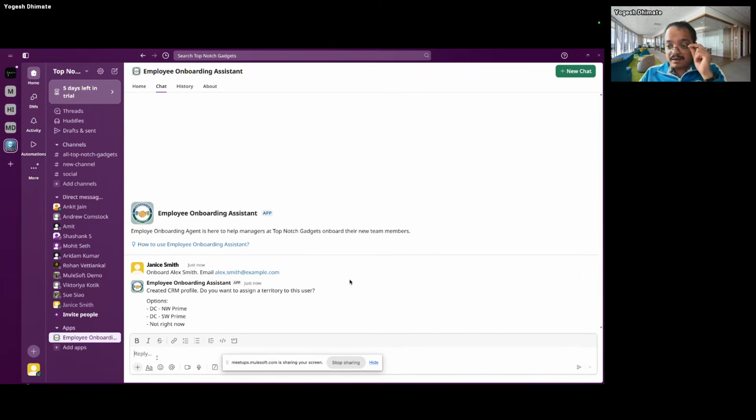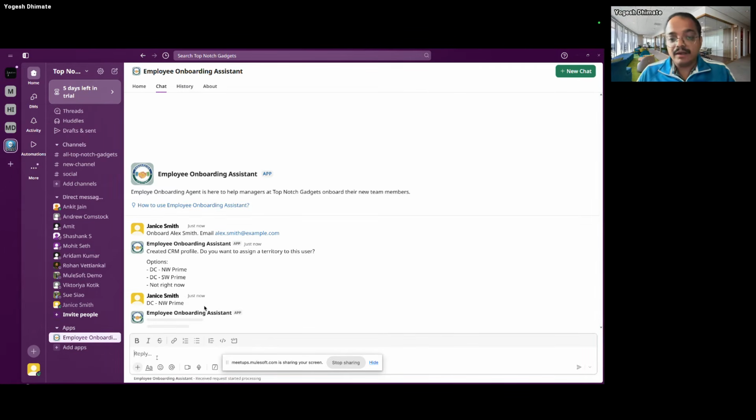There was another question I noticed, whether there is a human in the loop in this orchestration process, right? So the broker supports various interaction patterns, including human in the loop. So here, human in the loop is where it is asking for additional information, whether you want to assign a territory to this user, right? Janice provides information about the necessary territory, and then onboarding continues with the necessary orchestration tasks that need to be accomplished.